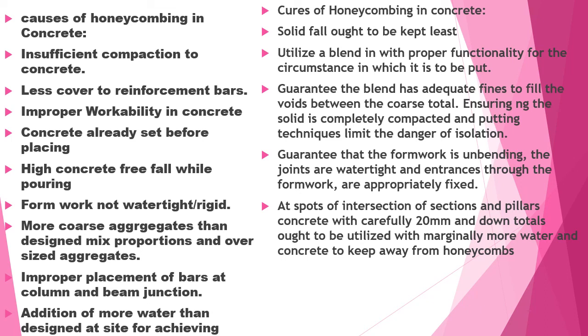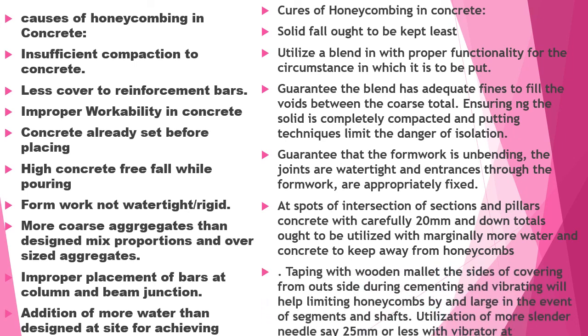concrete with strictly 20 mm and down graded aggregates should be used with slightly more water and cement to keep away from honeycombs. Tapping with a wooden mallet on the sides of the formwork from outside during concreting and vibrating will be limiting the honeycombs in the case of columns and beams. Use of thinner needles, say a 25 mm vibrator, at congestion.